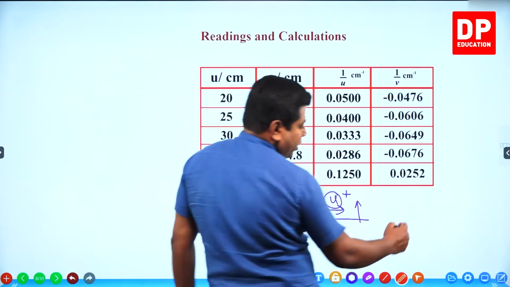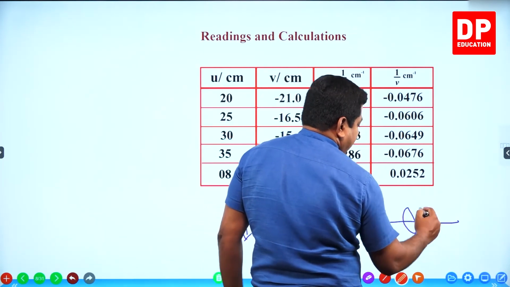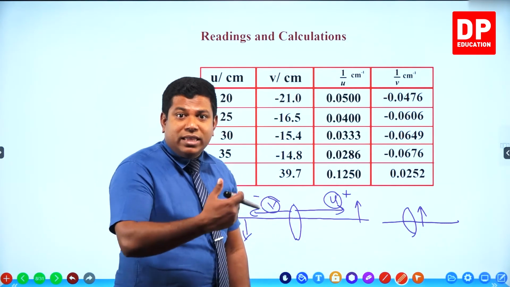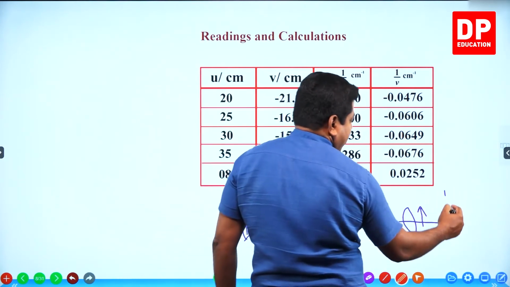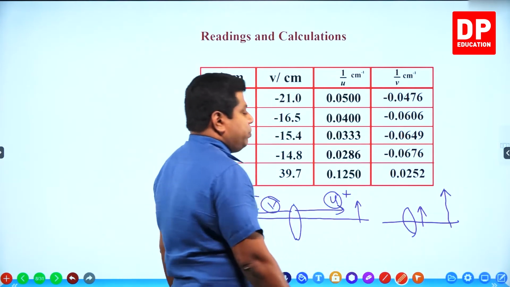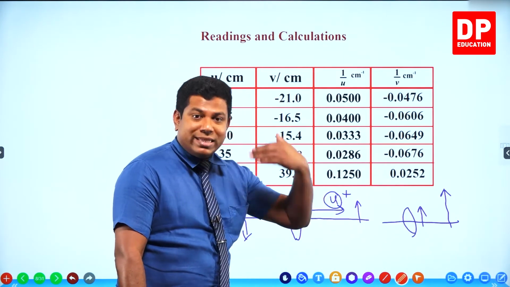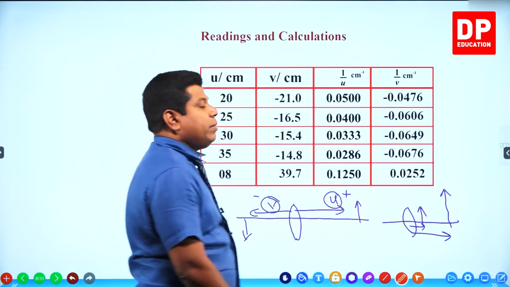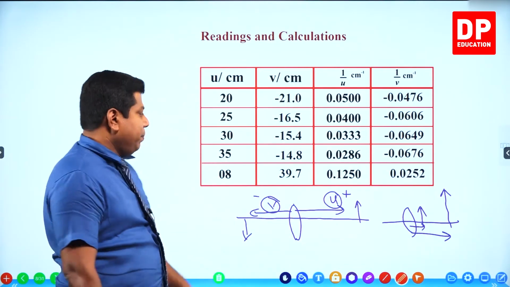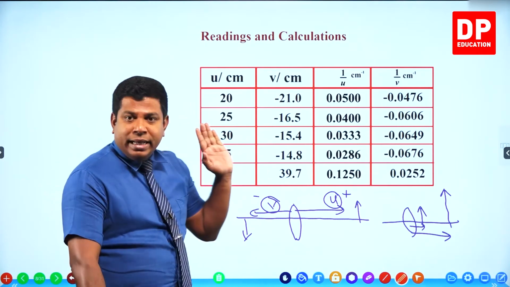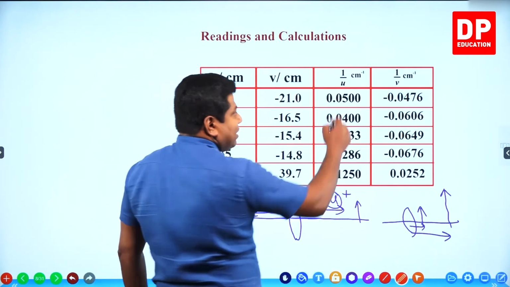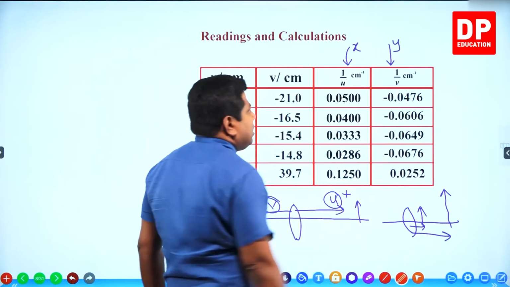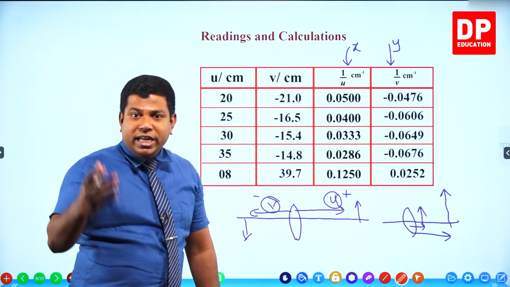The last one, what did we do? We kept the object closer to the lens, which means within the focal length, so that we got the virtual image behind the object on the same side of the lens. U, v both are measured in the same direction, so u and v both will be plus for the last one. Now we are going to take u on the x-axis, take these values of v on the y-axis, draw a graph and see whether we get a straight line.